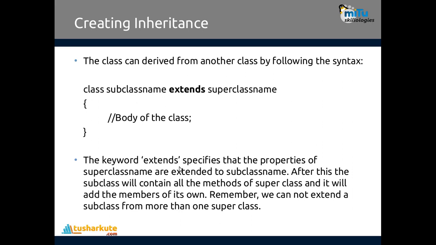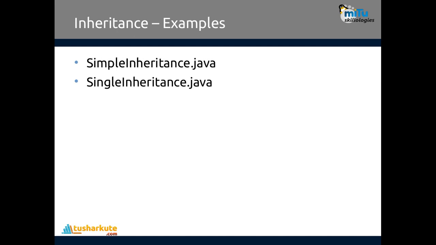The keyword extends specifies that the properties of the superclass are extended into the subclass. After this, the subclass will contain the methods of the superclass and it will add its own members also. Remember, we cannot extend a subclass from more than one superclass. That is multiple inheritance, which is not allowed in Java. Let's see the applications with the help of simple programs. I'll show two examples here, simple inheritance and single inheritance.